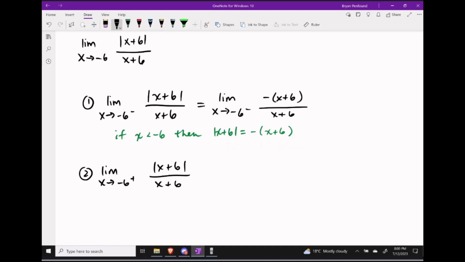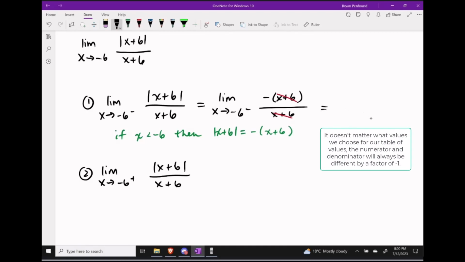If we believe this is the case, then we should be able to make the substitution for our numerator. We should be able to replace the absolute value of x plus 6 with x plus 6, but multiplied by -1. And that's going to allow us to essentially cancel off the same factor in the numerator and the denominator. That's going to leave us with a number of -1. And we can use some similar logic in part 2.